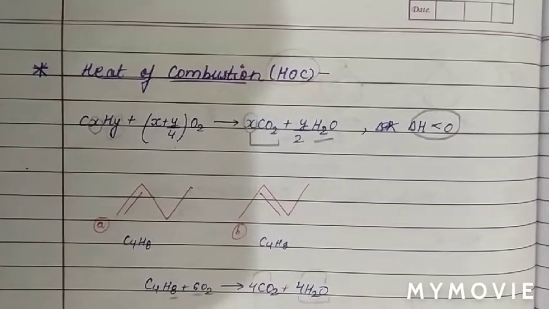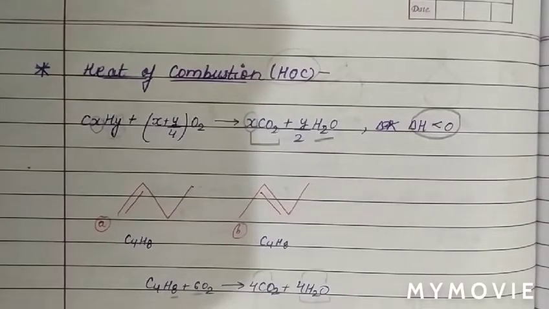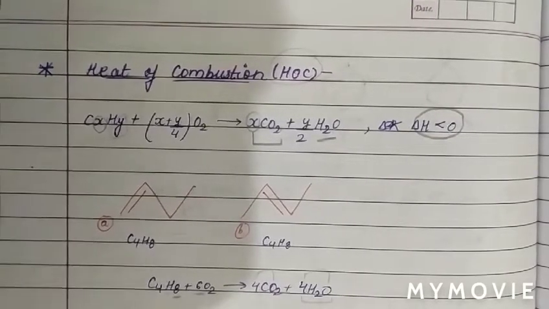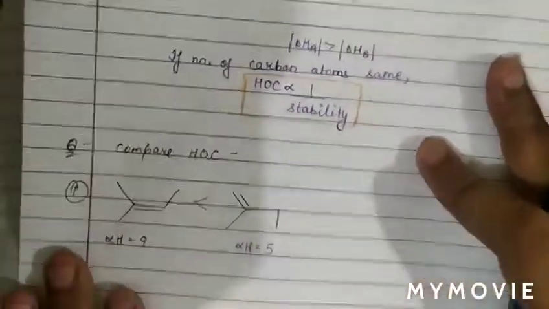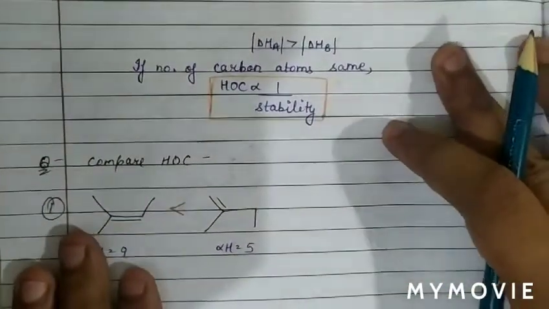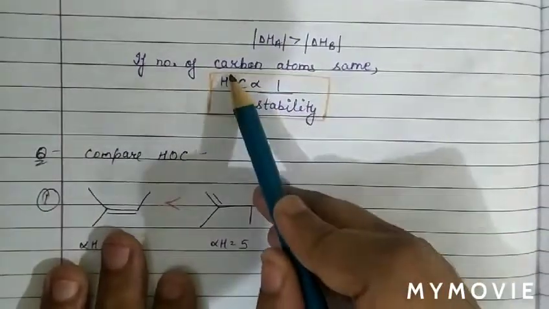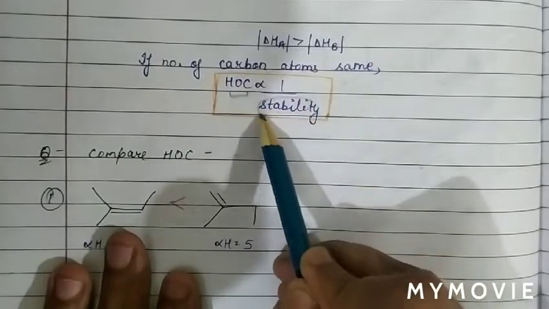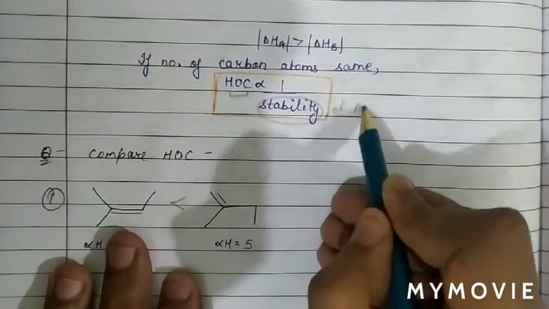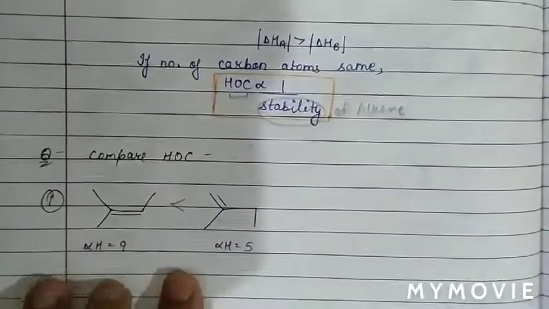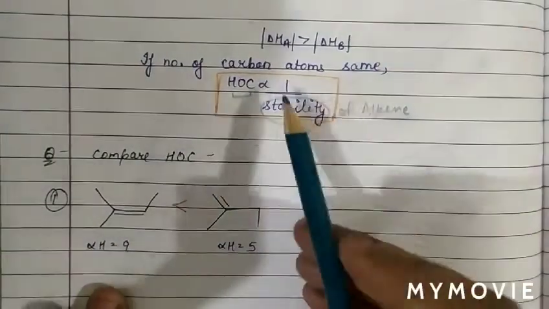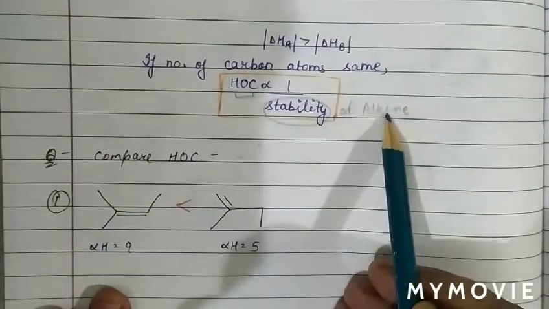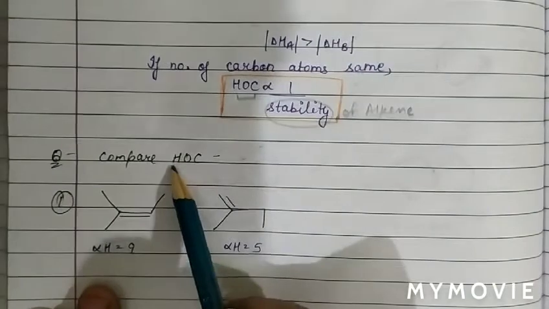As we have compared, the heat of hydrogenation is inversely proportional to stability of alkene. Heat of combustion is also inversely proportional to stability of alkene. So basically, if the number of carbon atoms is the same, then heat of combustion is also inversely proportional to stability of alkene. Now the question is, we have to compare the heat of combustion.